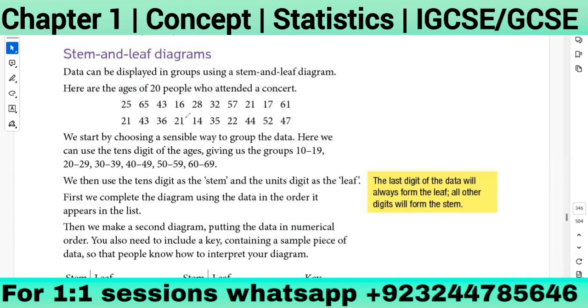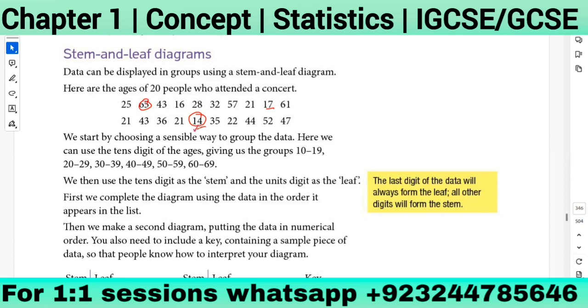What is the least age of the people? 17 maybe, 14. Any less than 14? Are you looking on the board? Yes, the least age we can find is 14. And what is the maximum age? I think the maximum age I can find is 65. So we can make the groups accordingly.